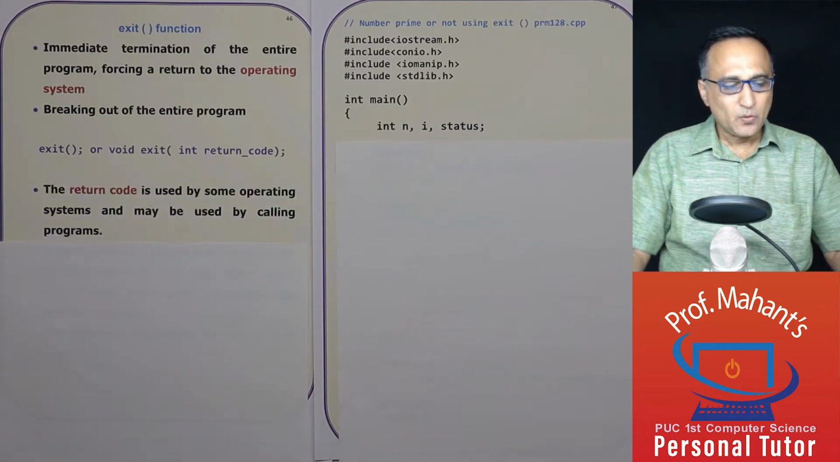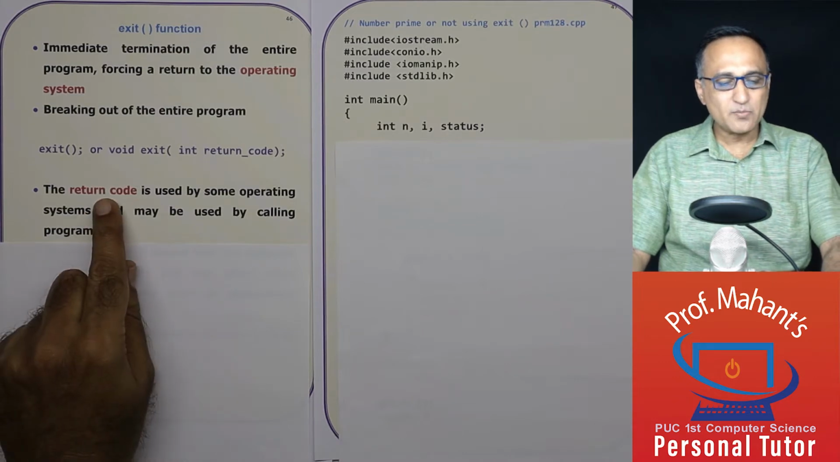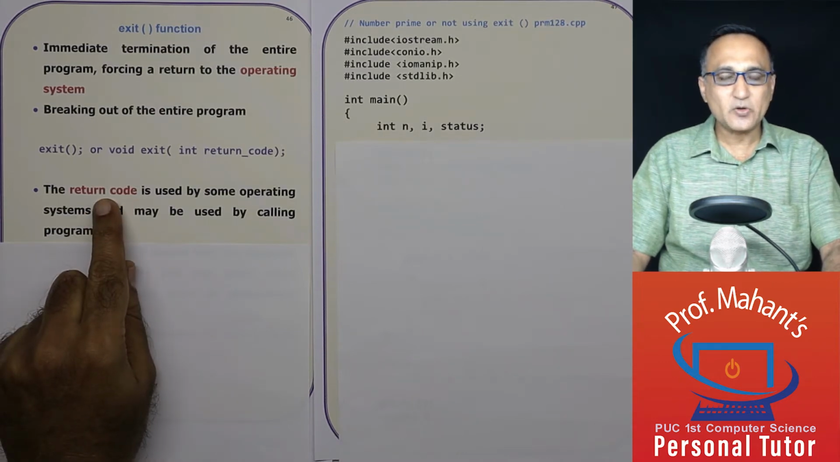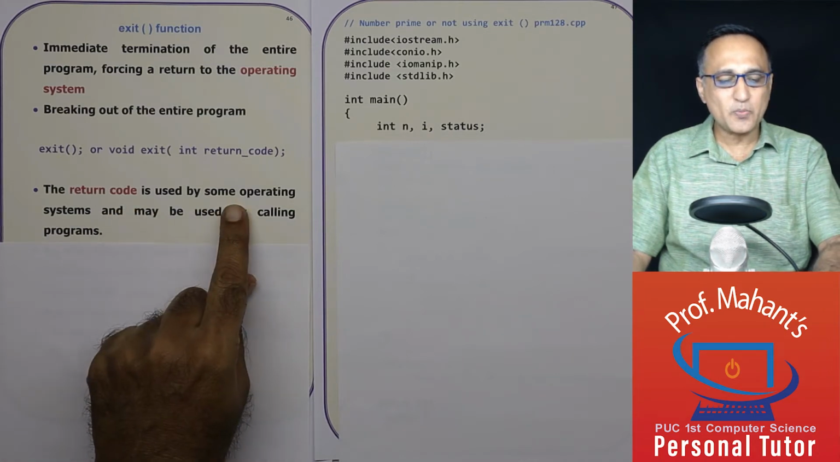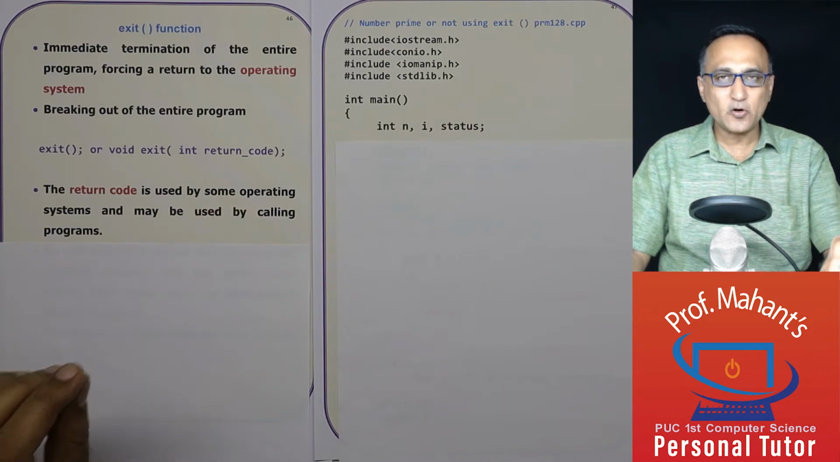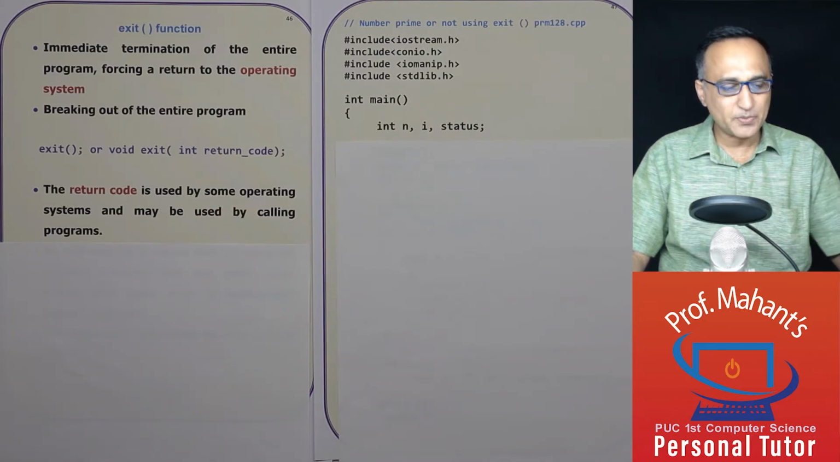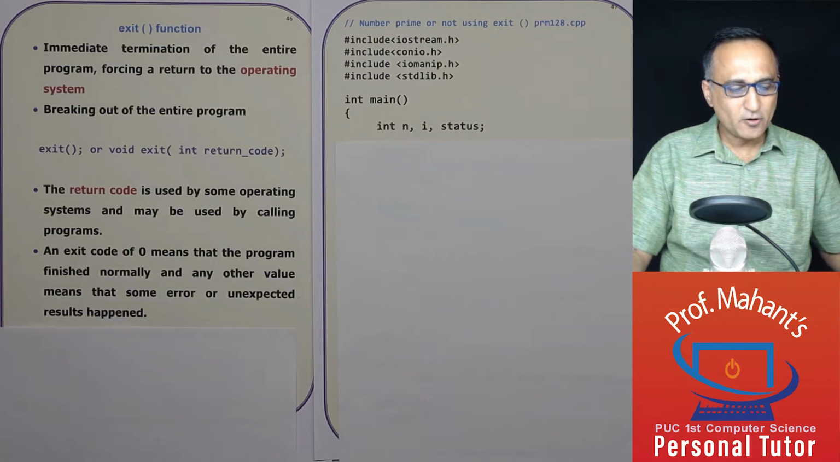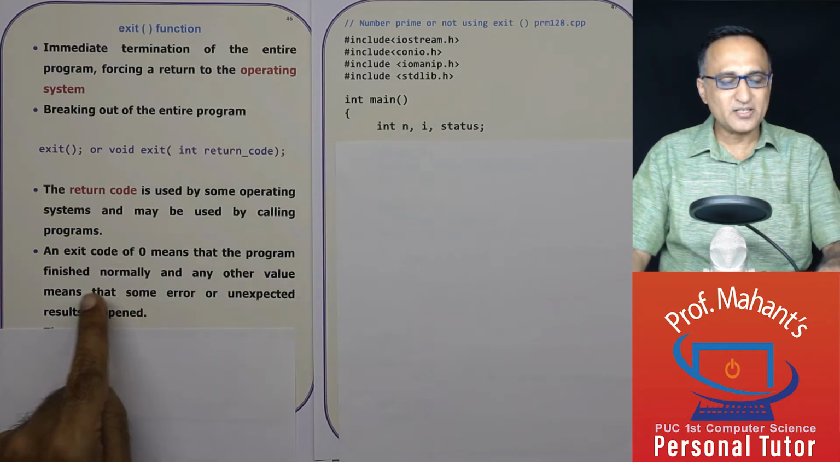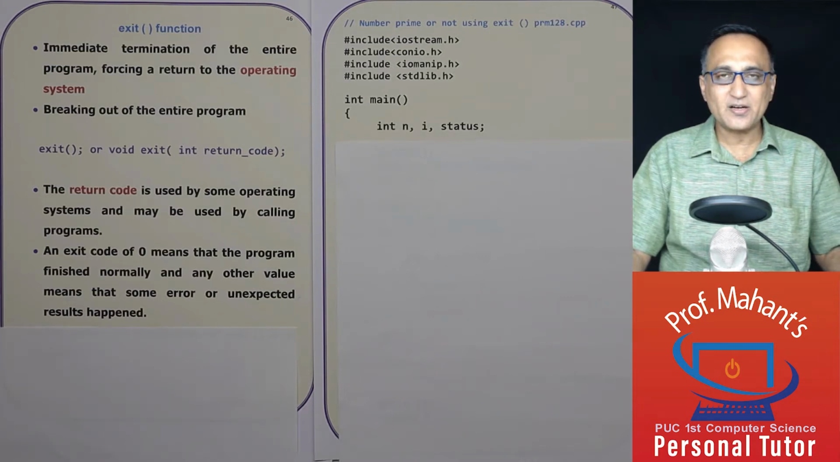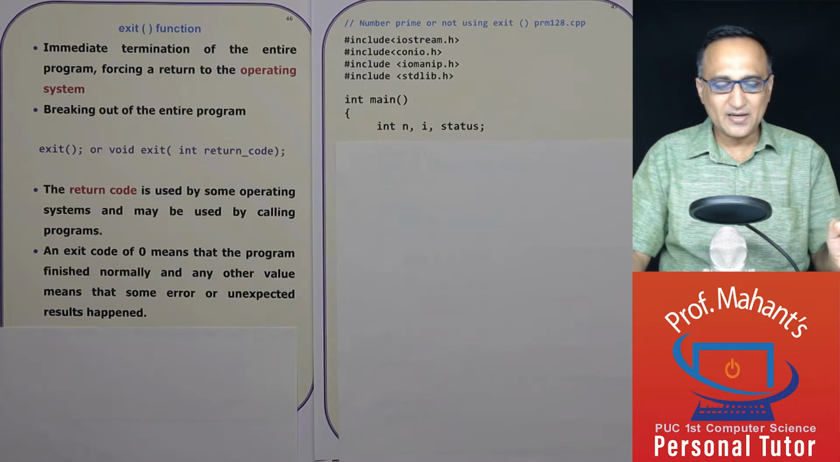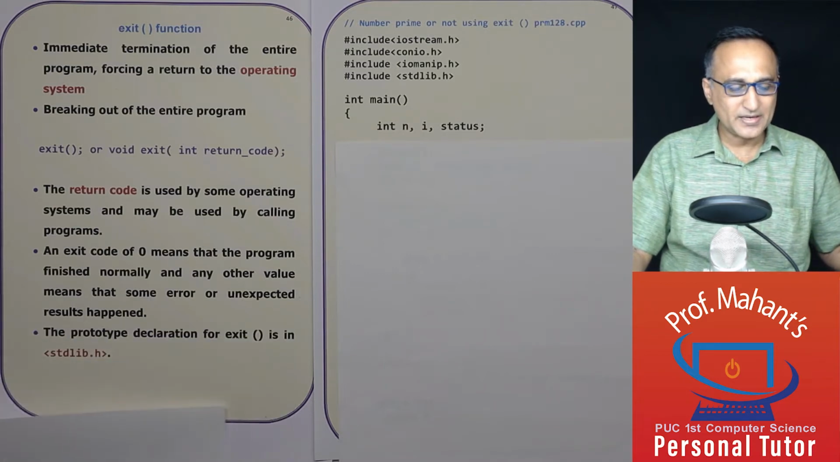Now, these return codes are mostly dependent on the operating system you're running the program on. So, for example, 1 may indicate some problem reading the file, 2 may indicate some problem with something else. These codes may be used by the operating system and sent by the calling program so that the operating system can handle that particular error. For example, I had already told you an exit of 0 means that the program finished normally. Any other non-zero value indicates that some error or unexpected behavior or unexpected results really took place.